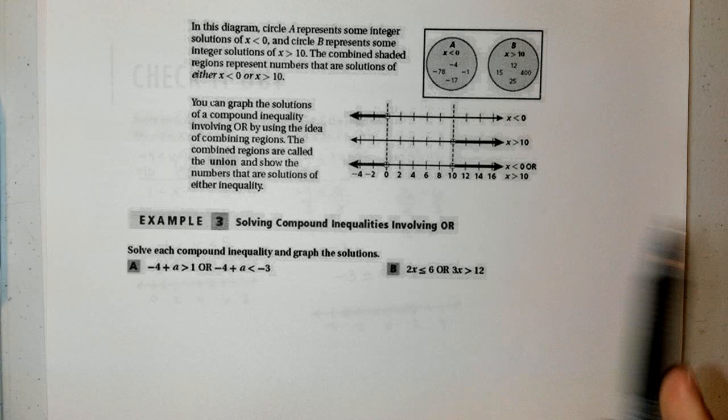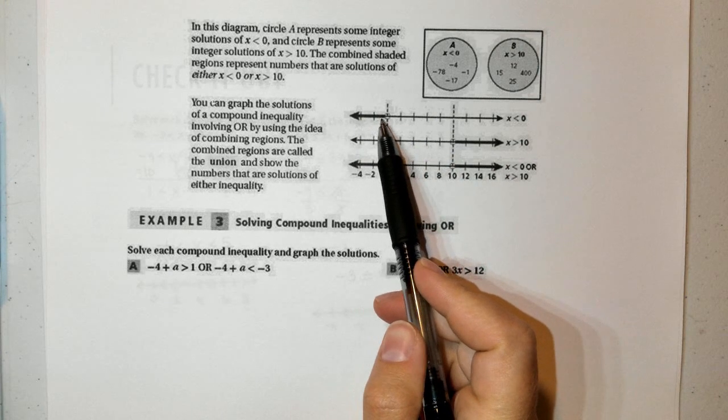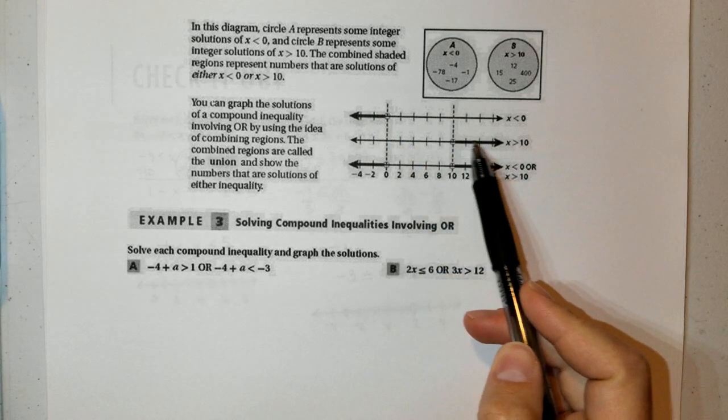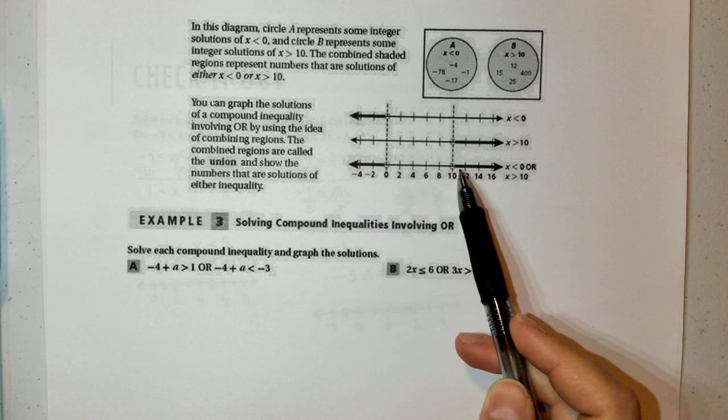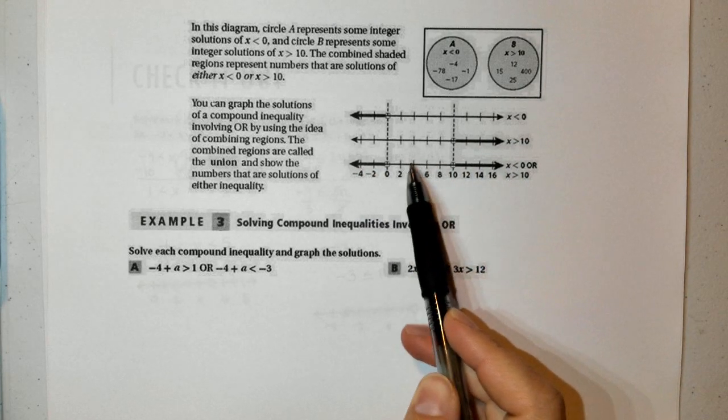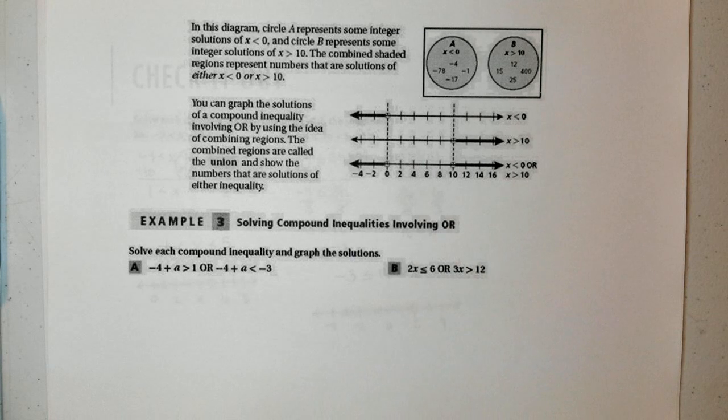So x is less than 0 is this region over here. X is greater than 10 is over here. When you combine them, you get a left section and a right section, nothing in the middle. Okay? So the combined regions are called the union and show the numbers that are solutions of either inequality. So we're going to have two inequalities to solve, and then we'll graph them.